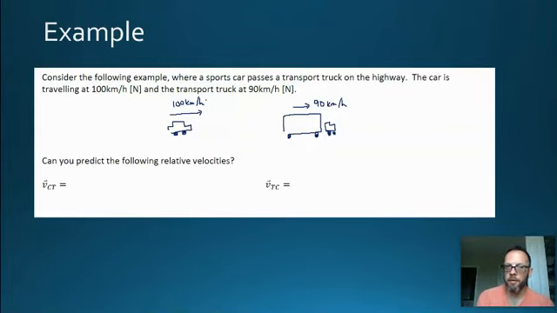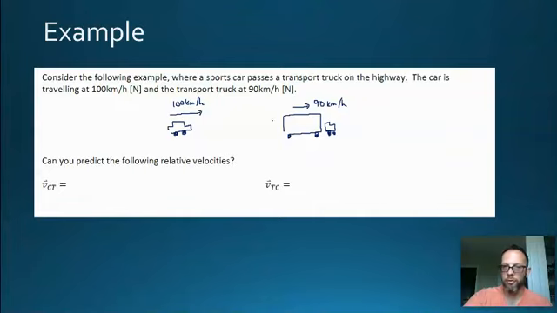So can you predict the following relative velocities? I might not even read out what these mean, to see if you can grasp what this notation means. If you want, pause the video and unpause it when you're ready, and we'll take them up. Or you can follow along right now. So what's the velocity of the car with respect to the truck? In the truck's frame of reference, how fast does that truck see the car moving?